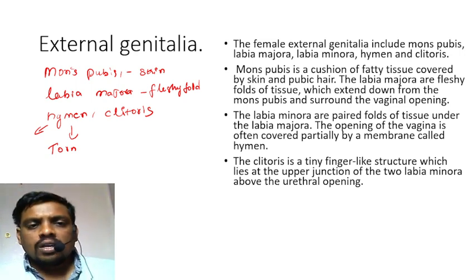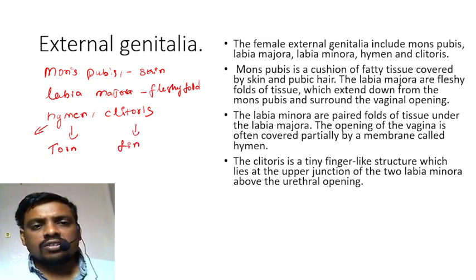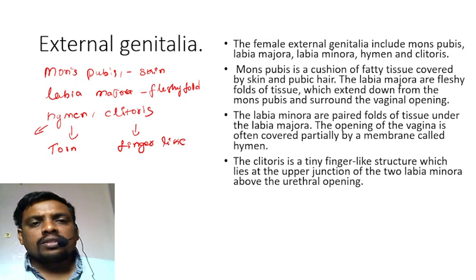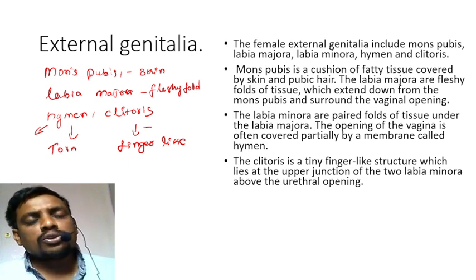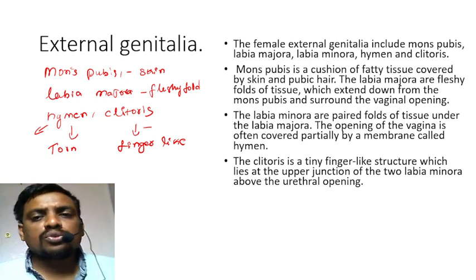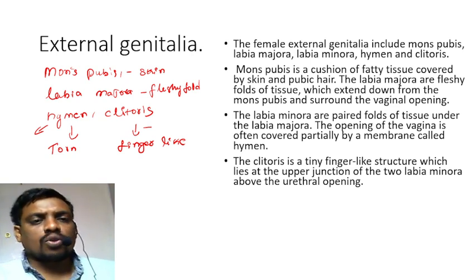The clitoris is a finger-like structure. Important for matching type questions. This clitoris is present at the upper junction of the two labia minora, above the urethral opening.